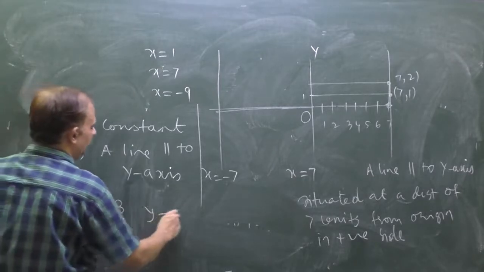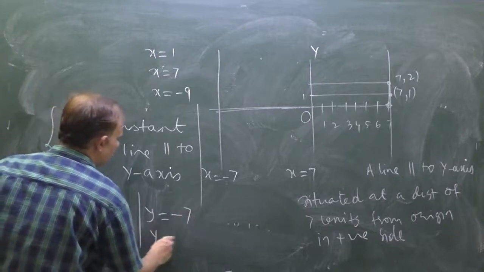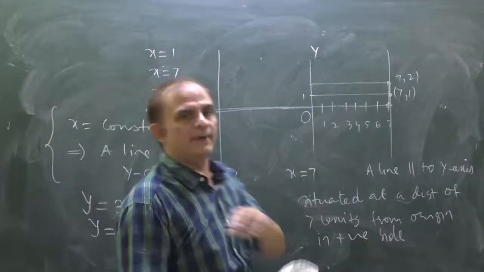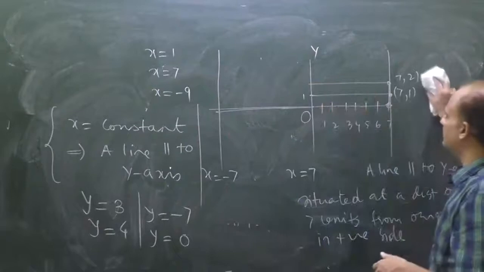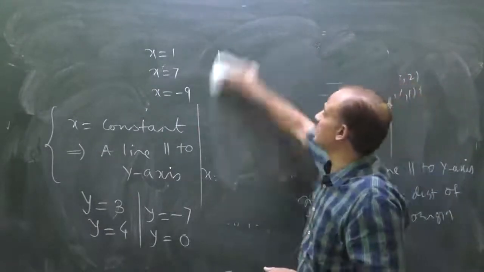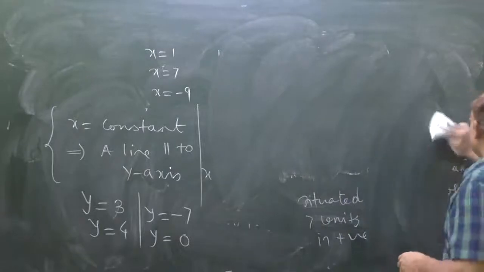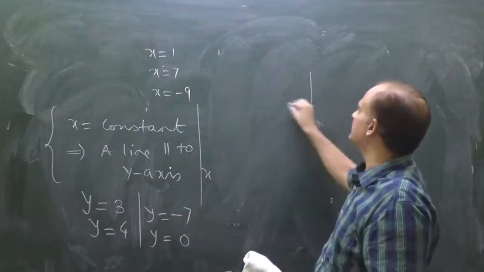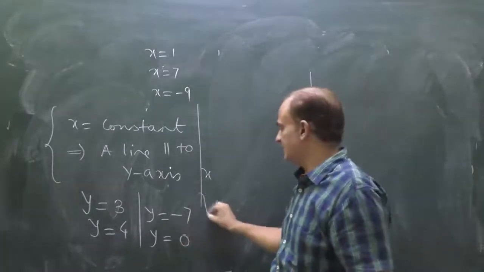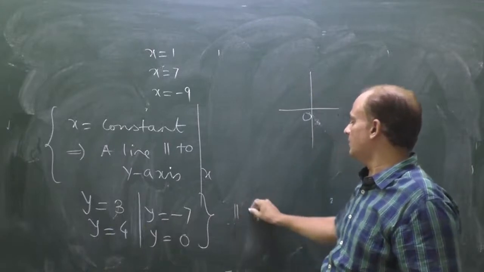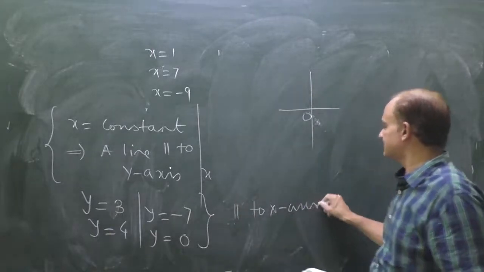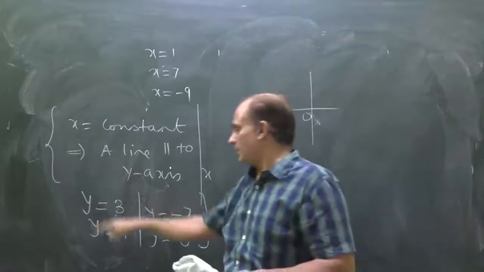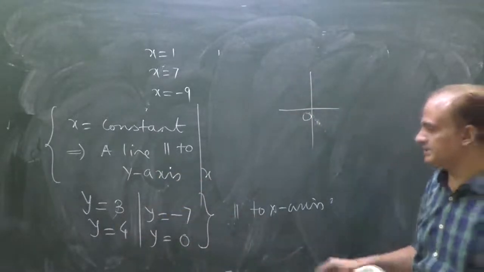So I request you to draw for y is equal to 3, y is equal to 4, y is equal to minus 7, like y is equal to 0, 2. So draw these lines and you will find all those lines will be lying parallel to which axis? Definitely you are thinking correctly that these lines will be parallel to which axis? These all lines will be parallel to the x-axis. So I request you to draw all those lines for these equations.